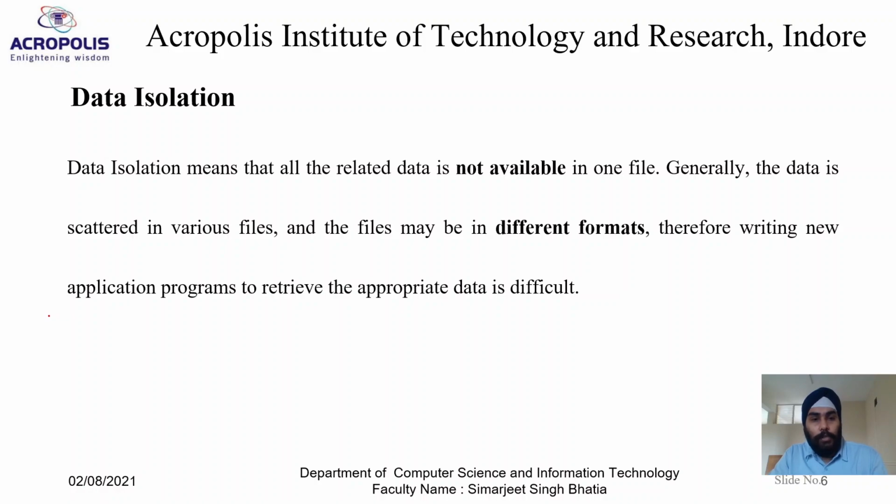Next problem is data isolation. Data isolation means that all the related data is not available in one file. That is, it is scattered in different files, and those files may have different formats. If files have different formats, the major problem is that you have to write different application programs for retrieving the appropriate data, which is quite difficult. For four files it is easy, but what about 40 files, or 50 files? As the amount of data increases, the difficulty increases exponentially.